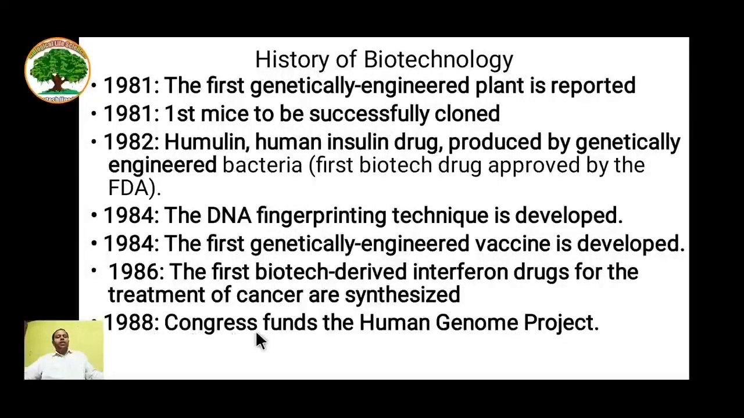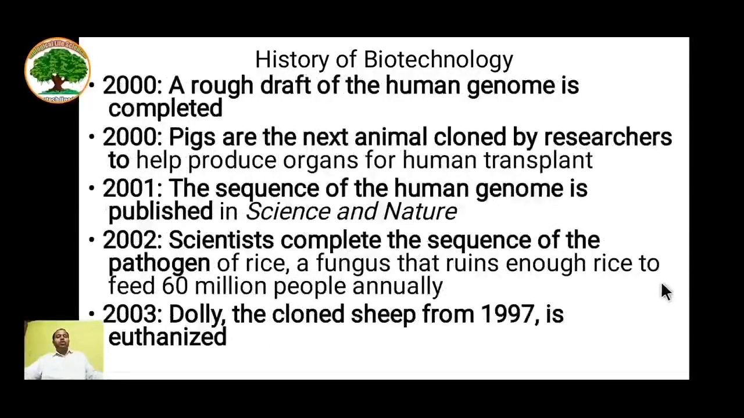In 1988, the US Congress funds the Human Genome Project, an ambitious project in the history of humankind. In 2000, a rough draft of the human genome is completed. Human genome sequencing means to know the sequence of the whole, entire human genome. In 2000 also, pigs are the next animal to be cloned by researchers to produce organs for human transplant. In 2001, the sequence of the human genome is published in Science and Nature. These two are very renowned journals.